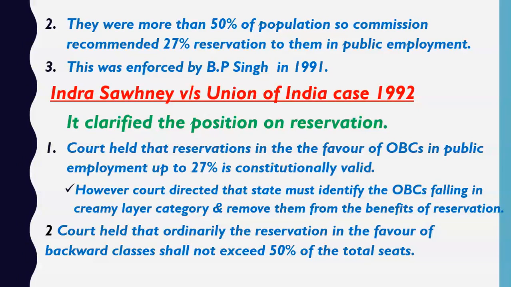Okay, so what was the court saying? The court was saying that ordinarily, meaning generally, the reservation in favor of backward classes shall not exceed 50% of the total seats. So if there are 100 seats, then 51 seats cannot be reserved. Only a maximum of 50 seats can be reserved. Now what was the third thing which the court said?